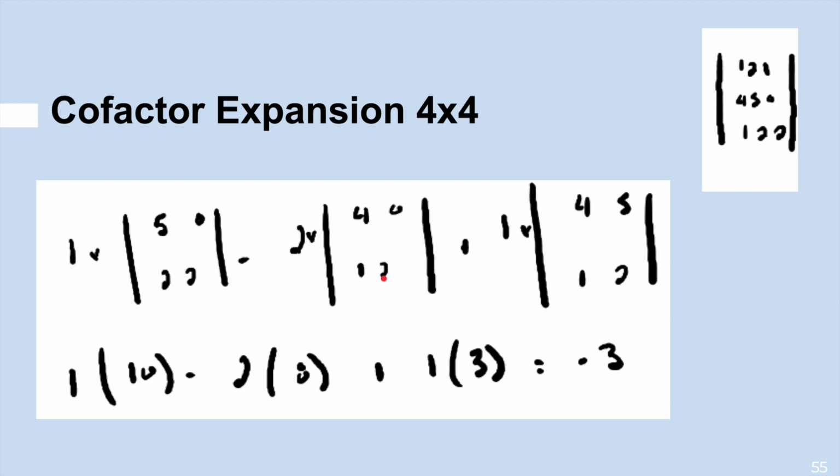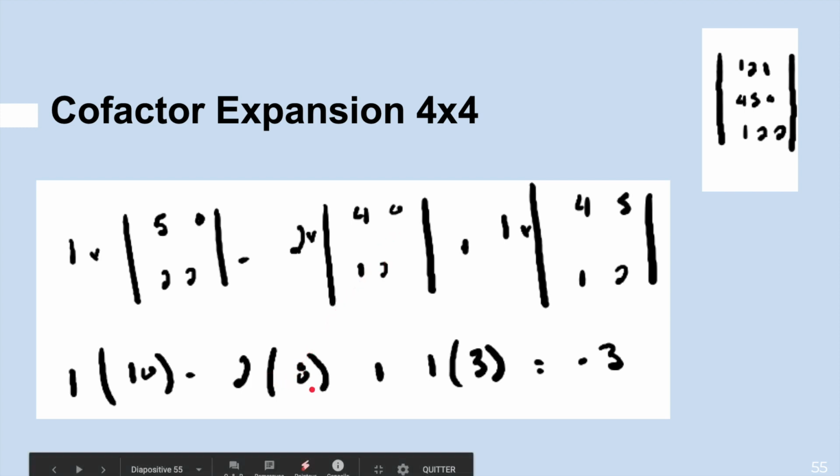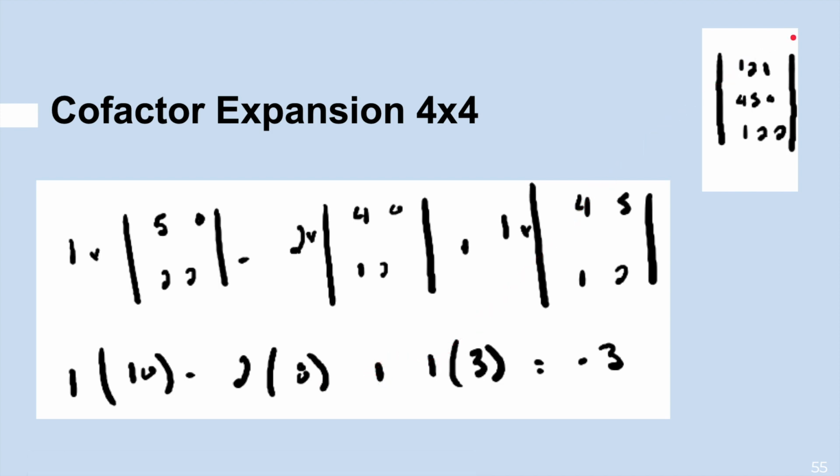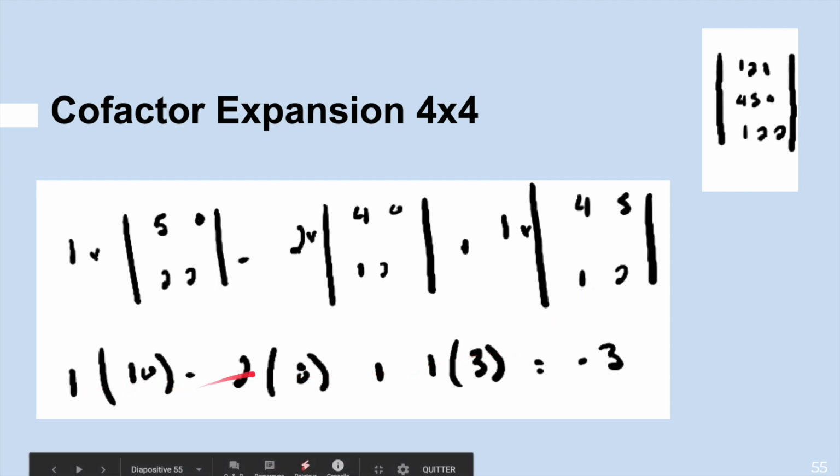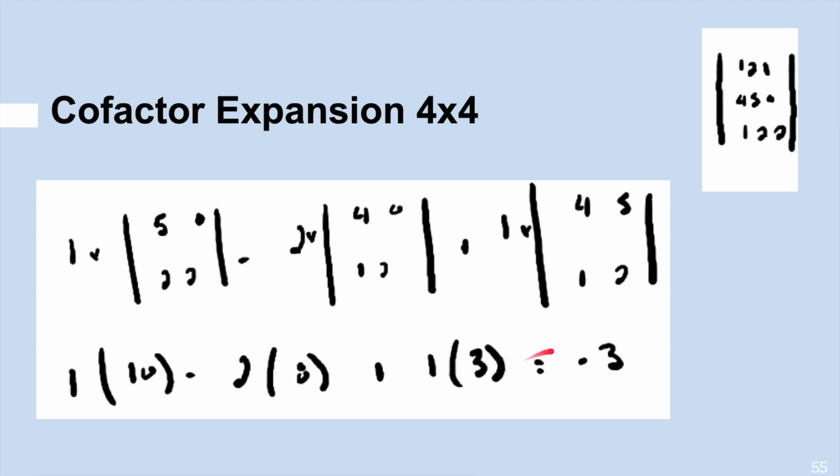4 times 2 is 8, 8 minus 0 times 1 is 0, so 2 times 8, plus, this plus sign, 1 times, cross out its column, cross out its row, determinant 4, 5, 1, 2. 4 times 2 is 8, 8 minus 5 is 3. So 1 times 10, 10 minus 16, plus 1 times 3 plus 3 is equal to negative 3.